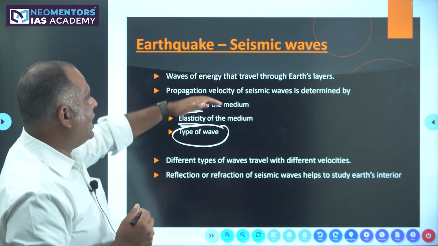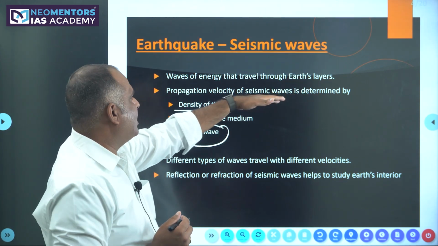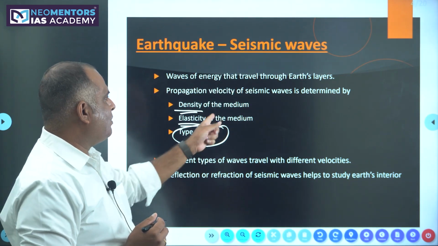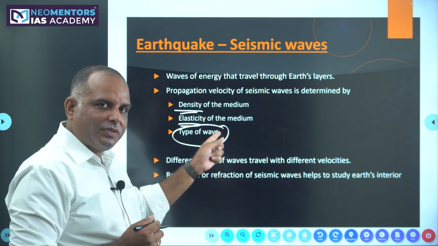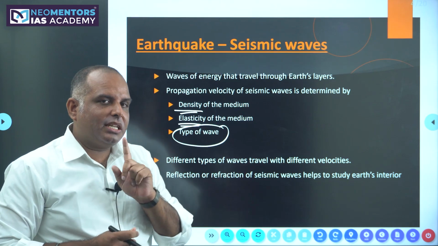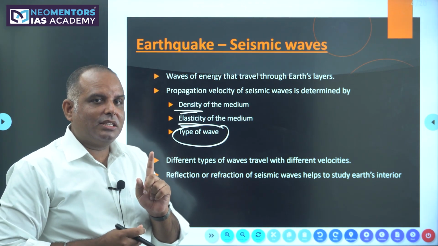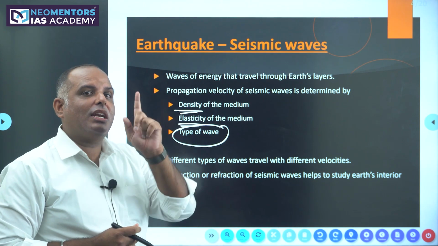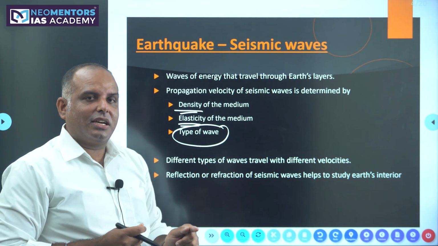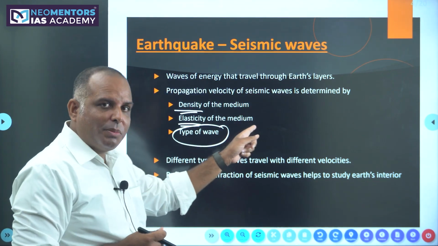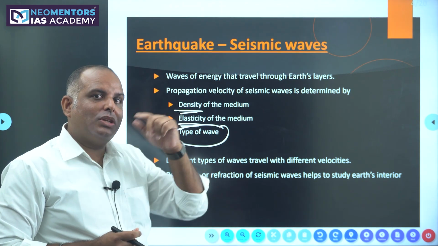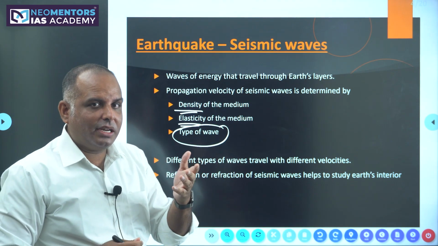So the waves of energy travel through the earth's layers, and their propagation velocity is determined by the density of the medium, the elasticity of the medium, and the type of the wave. Earlier, when we were discussing the interior structure of the earth, we mentioned that there is a difference in density from one layer to the other. From crust to mantle to core, there is an increase in density, right? And when we say elasticity of the medium, we know that the earth's outer core is in a liquid state. Now certain waves travel through the liquid medium and certain waves do not, right?